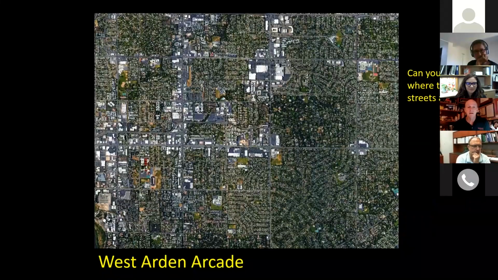And here's West Arden Arcade. And you can see, if you just look down Arden Way or Fulton or Howe, that's where the jobs are, that's where the food is, and that kind of thing. So arterials are hugely important for access, just not throughput. So next.